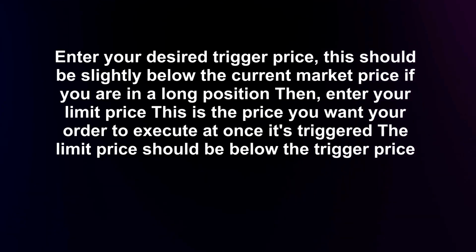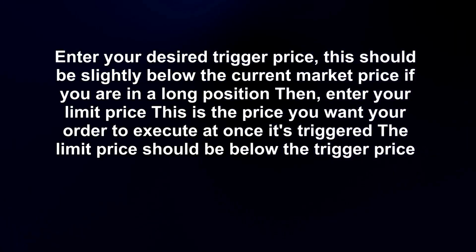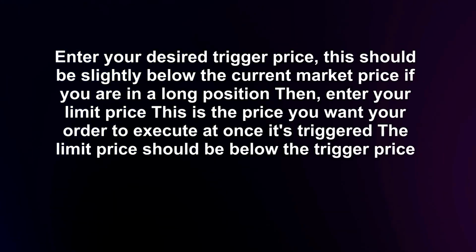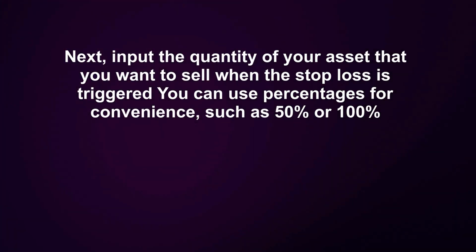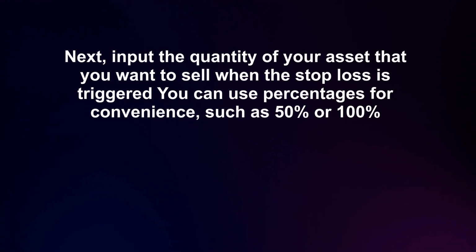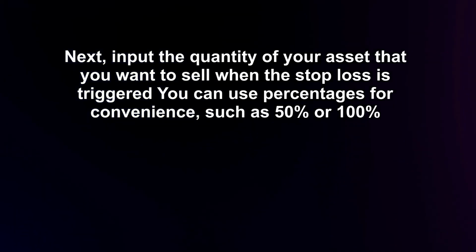If you are in a long position, then enter your limit price. This is the price you want your order to execute at once it's triggered. The limit price should be below the trigger price. Next, input the quantity of your asset that you want to sell when the stop loss is triggered. You can use percentages for convenience, such as 50% or 100%.